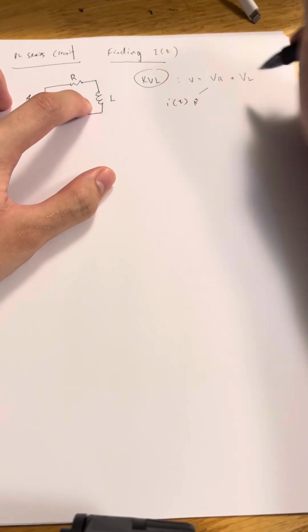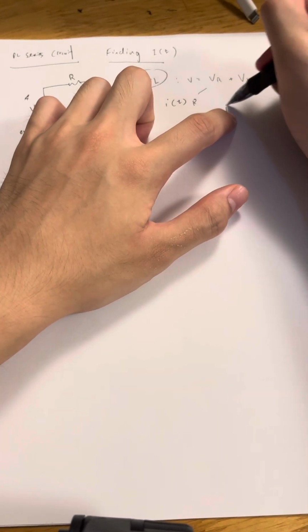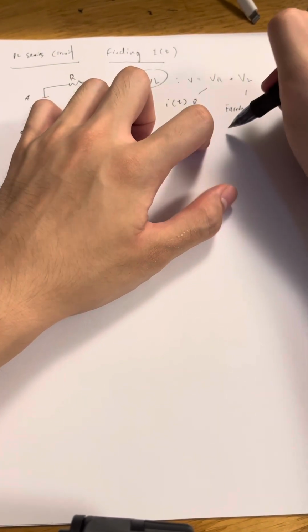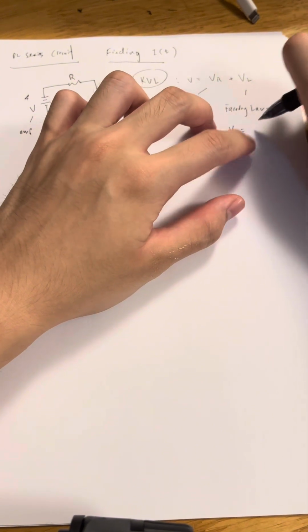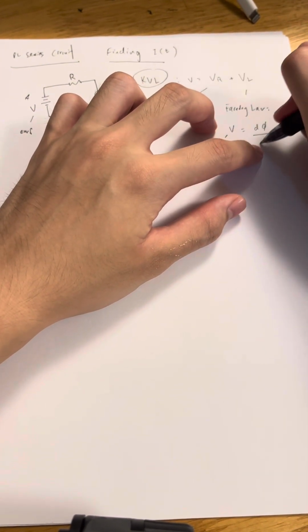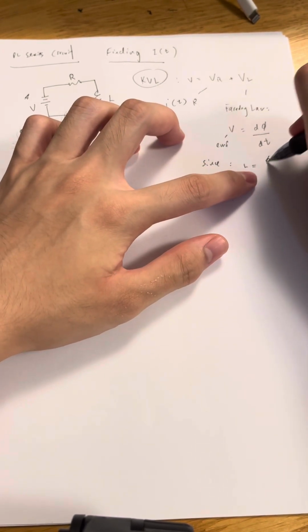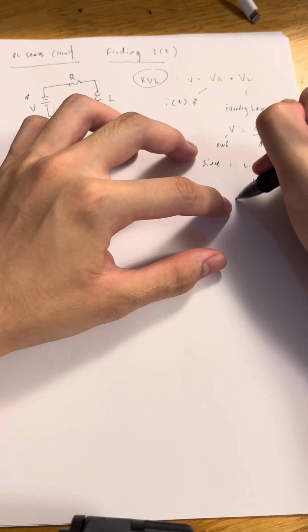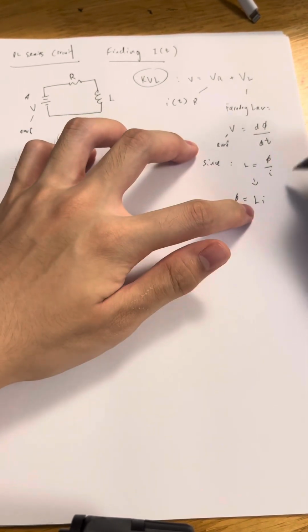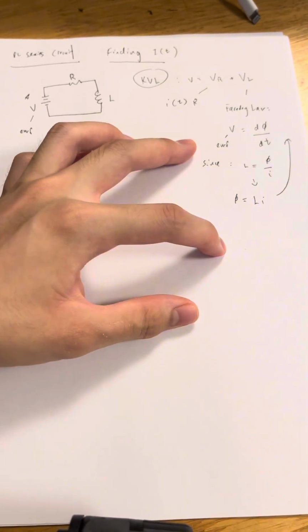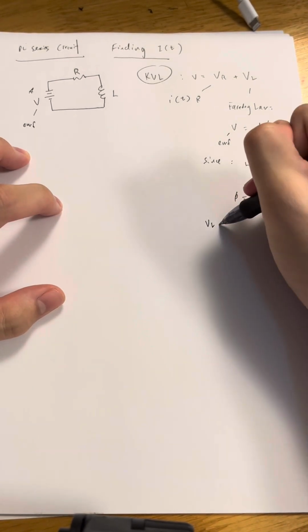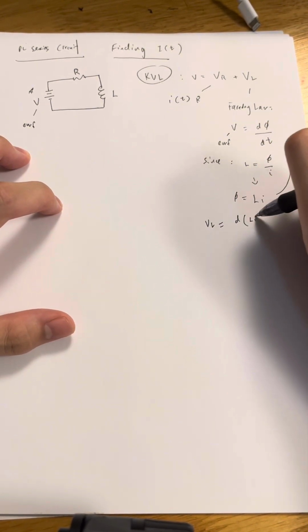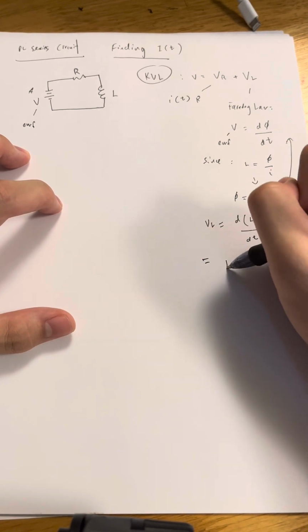Now, with this formula, we know that VR is equal to IR, but VL is the tedious part. To find this, we can first apply Faraday's law, which gives us V, the EMF of the batteries, equal to dφ, the flux, over dt. Since the inductance formula gives us flux over I, we transform it into flux equal to Li. Now we sub this Li into the formula, which gives us VL equal to d(Li) over dt. We transform it into L dI over dt. Now that we have this formula, we can put it back into the KVL.